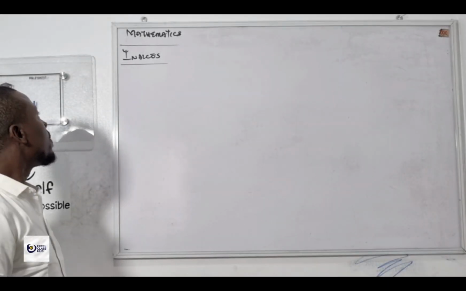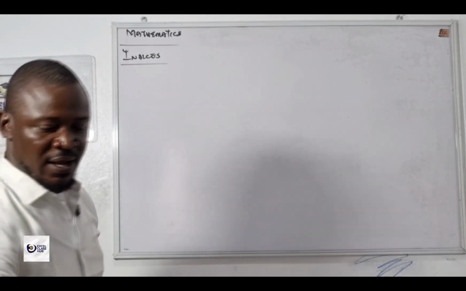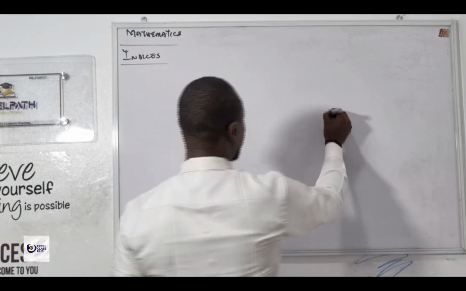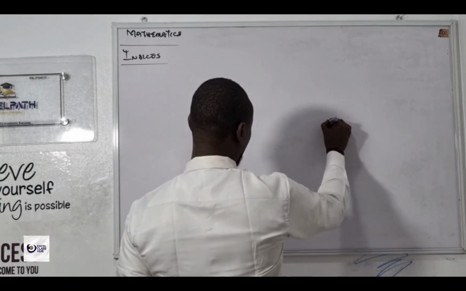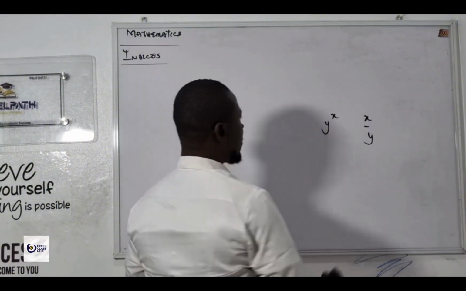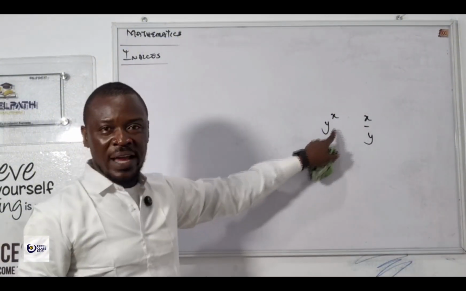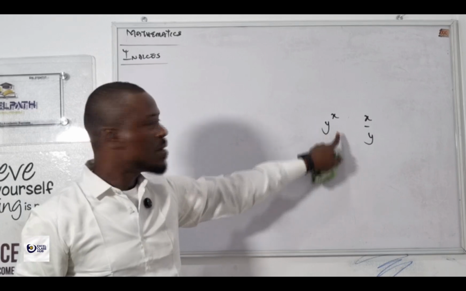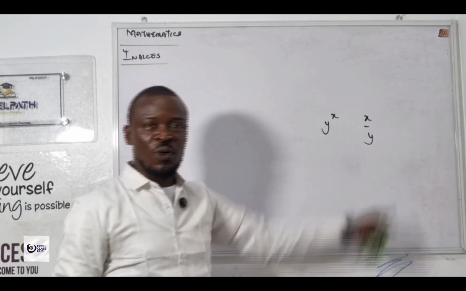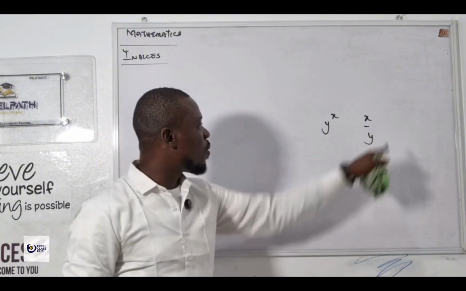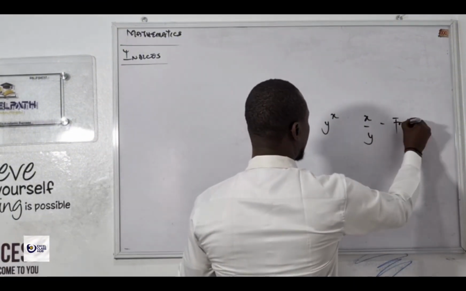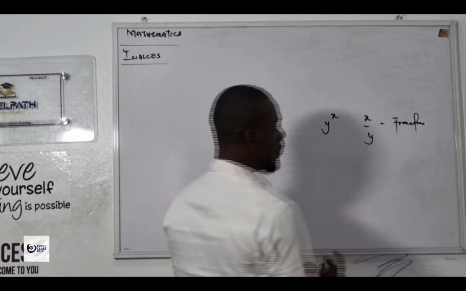First and foremost, before we go to the laws of indices, let me quickly explain what I call indices. If you have something like this, it's different from something like this. If I want to pronounce this, I'll say y raised to the power of what? x. But this one is x over y. This x over y is in the form of what? Fraction.